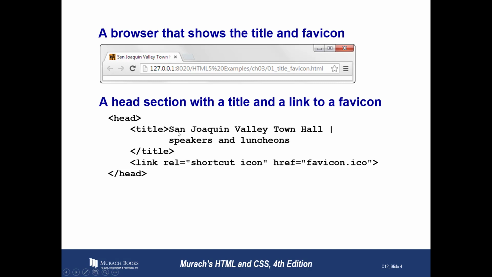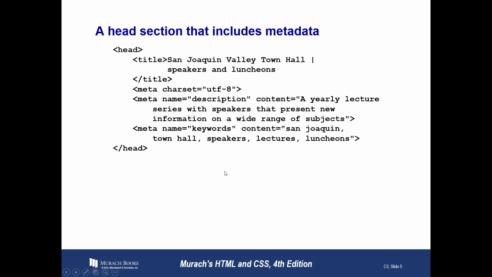First thing they talk about here is a browser that shows the title and the favicon. This title that says San Joaquin Valley Town Hall, pipe sign, speakers and luncheons, is up here. It doesn't all show because you only get a certain amount of room for the title. The favicon is this thing that you see right here. So the verbiage is your title, and the image you see there is your favicon.